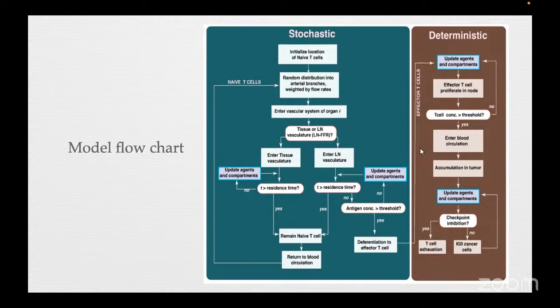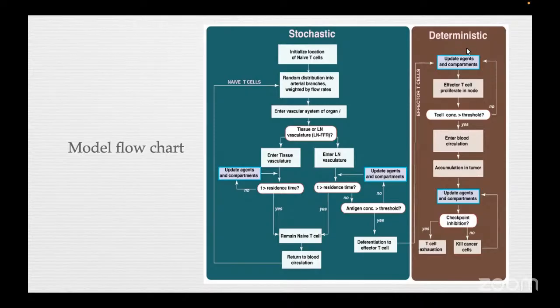So we have a stochastic part, and that's the part where the naive T cells are circulating. They go from lymph node to lymph node. We have transit times and residence times in each organ and lymph node. We check to see if it's in a location where the antigen concentration is high enough, and then if it is, we activate that T cell. It becomes a deterministic model at that stage.